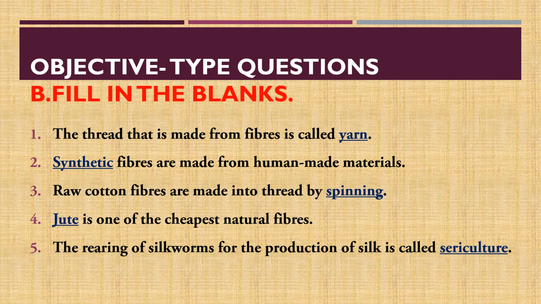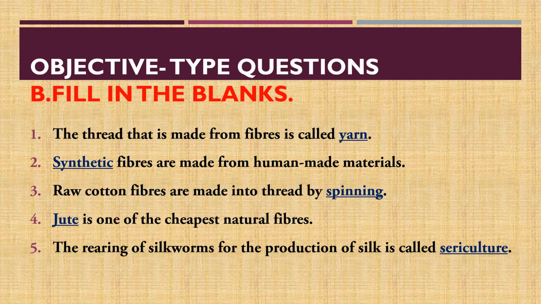Objective type questions. B. Fill in the blanks. Question 1. The thread that is made from fibers is called dash. Answer: yarn. Fabrics are made of loose threads called yarn. Yarn is made of very thin strands called fibers.